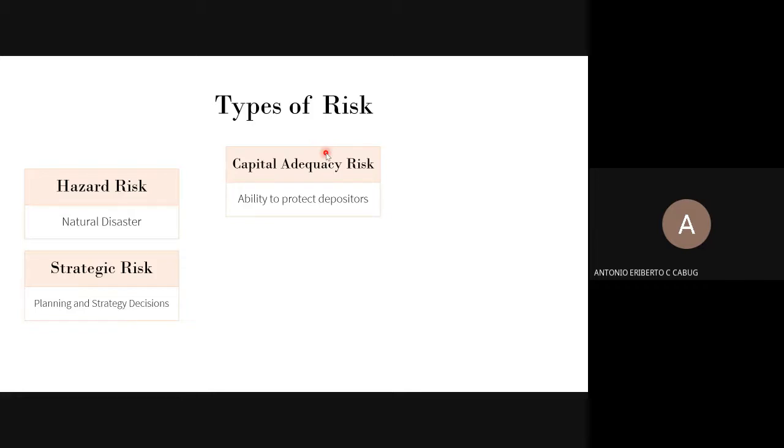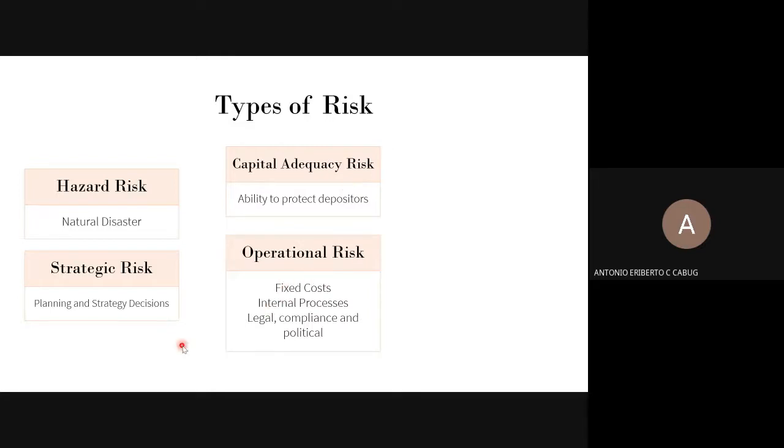Capital adequacy risk, this is the risk that we will not be able to meet our promises to our depositors. Capital adequacy risk is from the point of view of a bank or some other similar financial institution. I hope that by this time, you are able to watch my video lecture on capital adequacy ratio. No? Capital adequacy risk is the risk involved in being unable to protect your depositors. No?